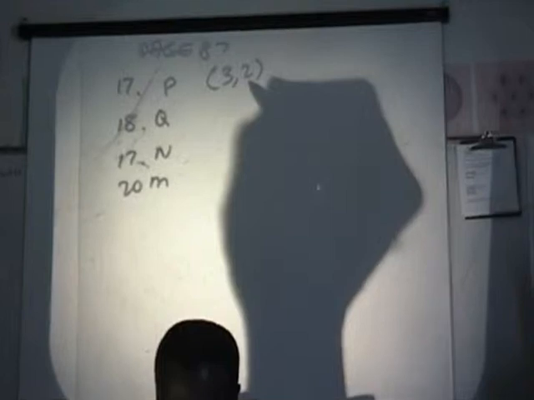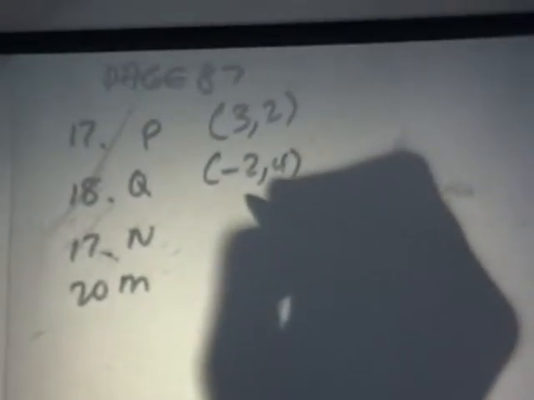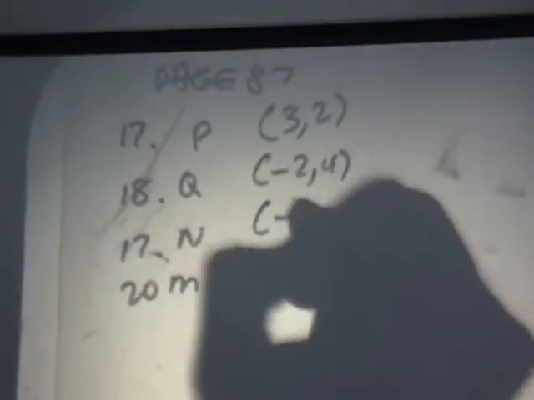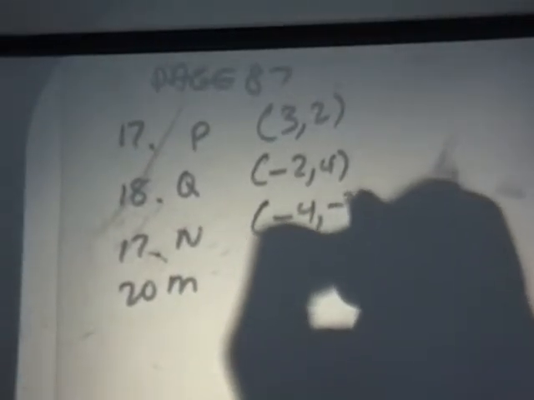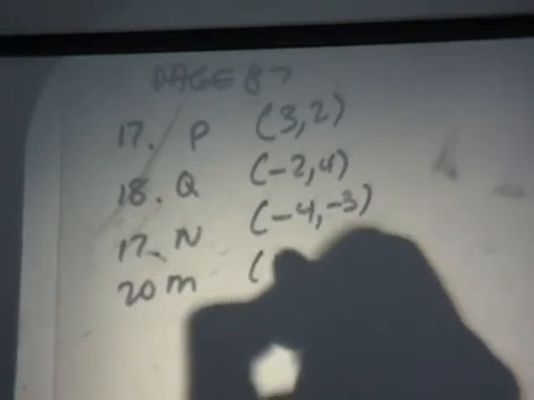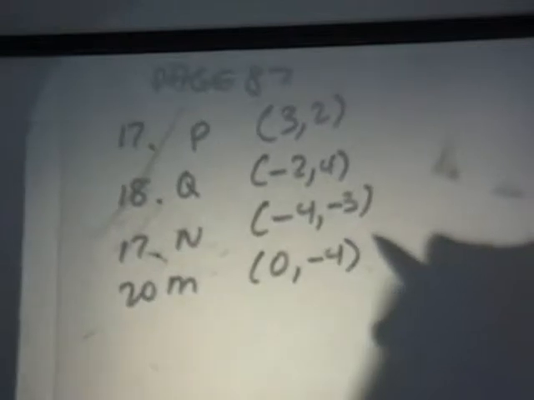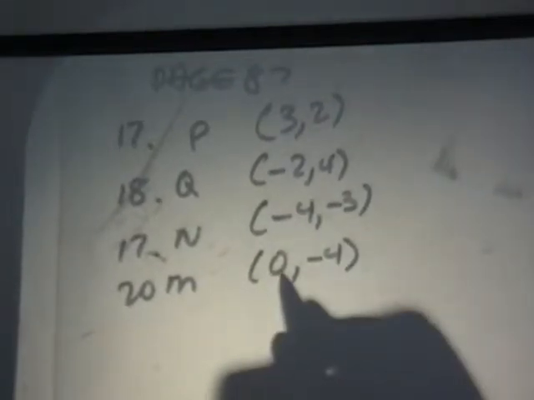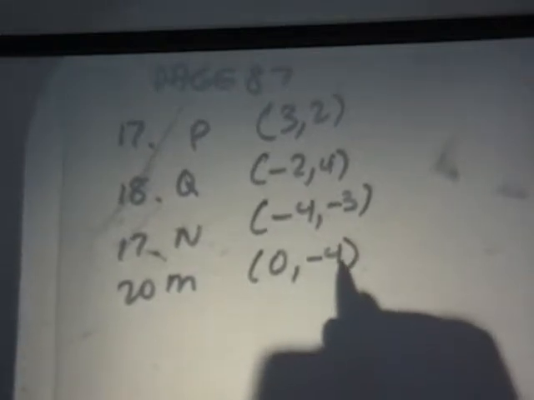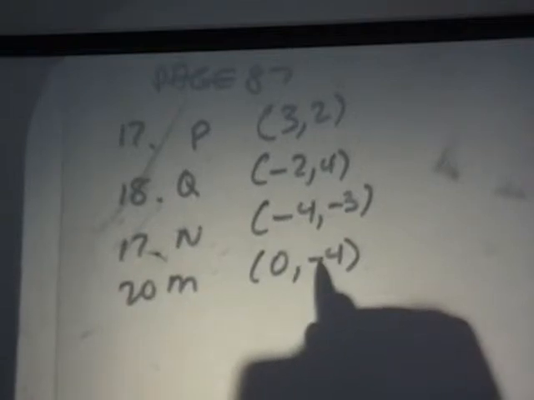What's the location of point Q? The answer you should have is -2, 4. What's the location of point N? The answer you should have is -4, -3. And number 20, you should have the location of M is 0, -4. Okay? Now notice this 0, -4, that's when x is 0 but y is -4. That means that this is the y-intercept. 0, some number, that is the y-intercept. Please remember that. Okay, now let's go to problem number 21.